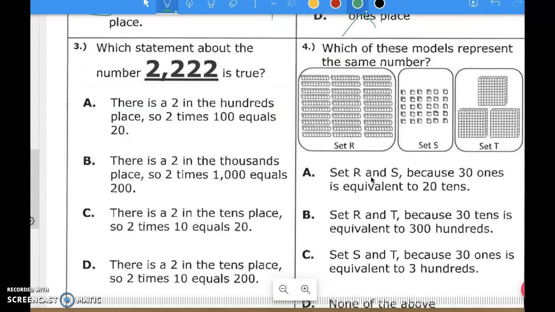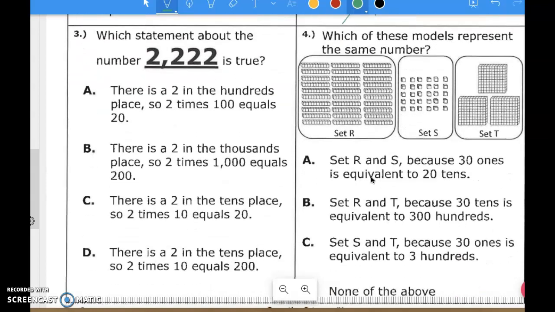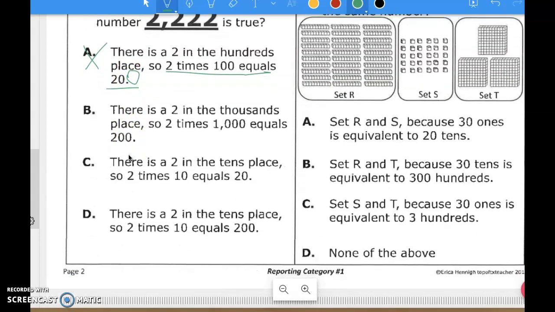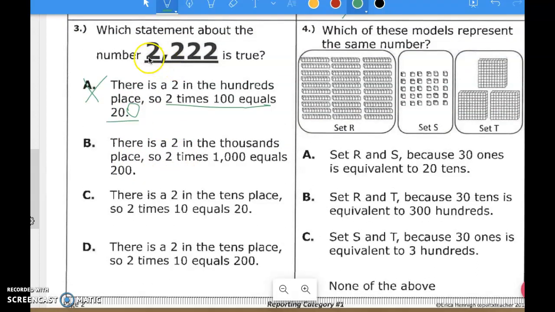Which statement about the number 2222 is true? Okay, there is a 2 in the hundreds place, so 2 times 100 equals 20. 2 times 100 equals 20? No, because it's 200. Okay, there is a 2 in the thousands place, so 2 times 1,000 equals 200. No, these are hundreds. The word just said it.